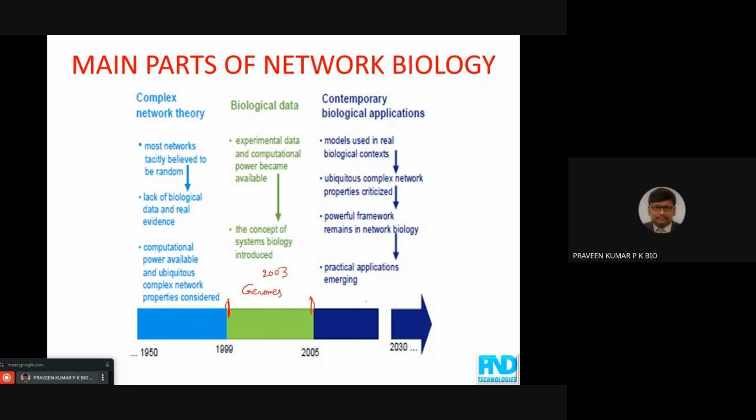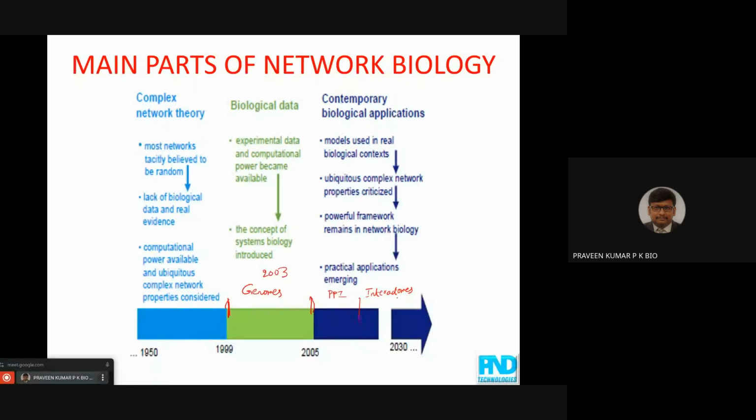From 2005 to 2010, many protein interaction networks came into existence. It expanded rapidly even after 2010. And then after 2010, many scientists worked on interactomes, RNA.